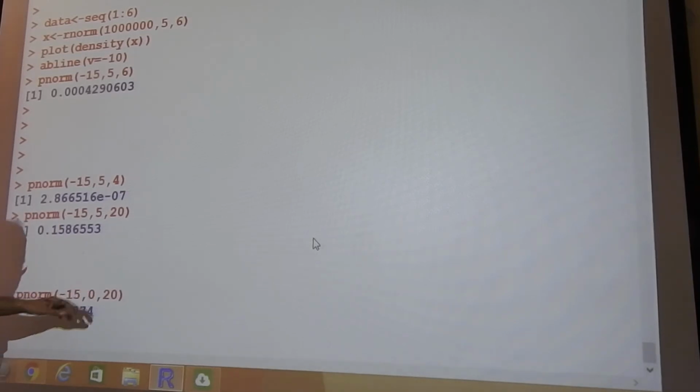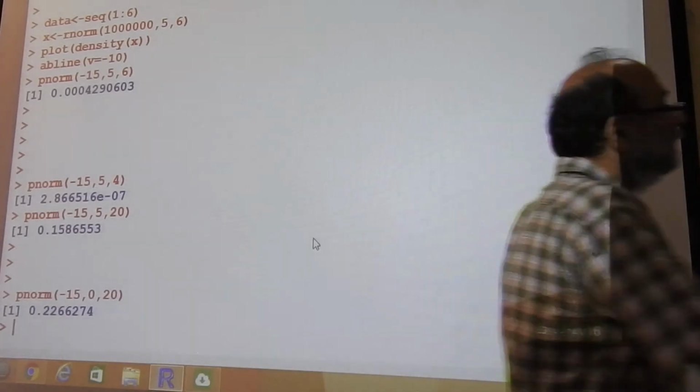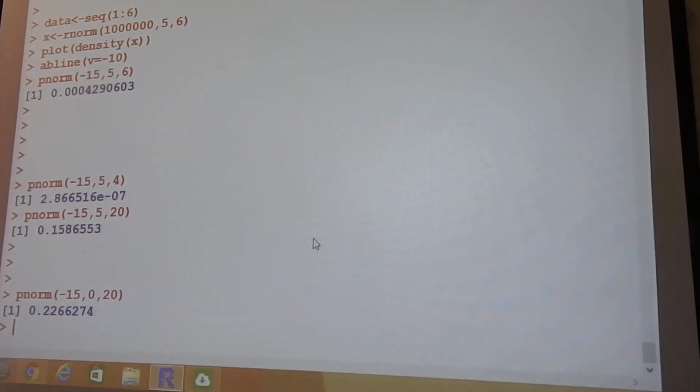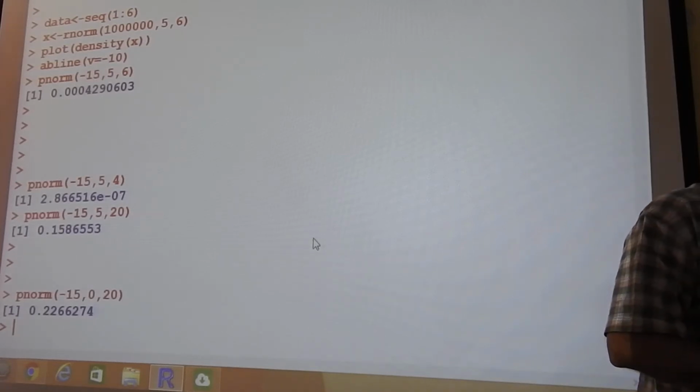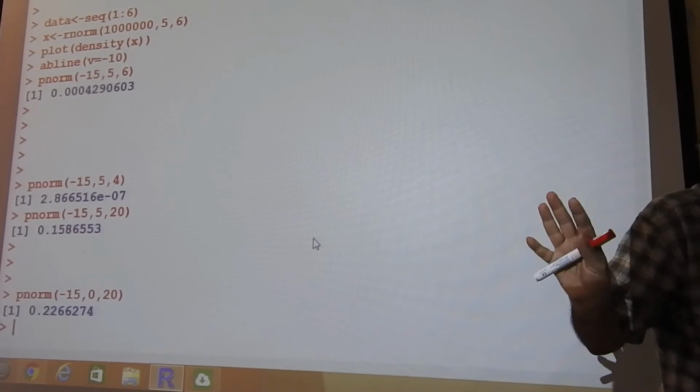I've changed the mean. So what has happened? See, previously this was the line. I've reduced the mean, so the whole curve has shifted here, so this area has increased. Right. Is this clear? Yes, right.